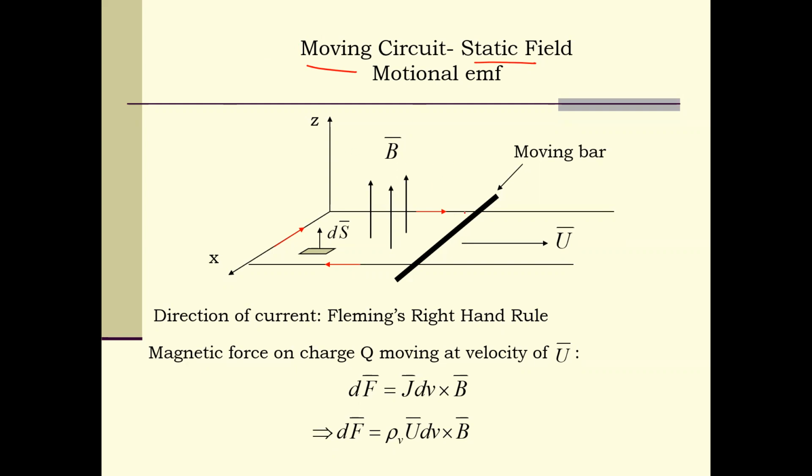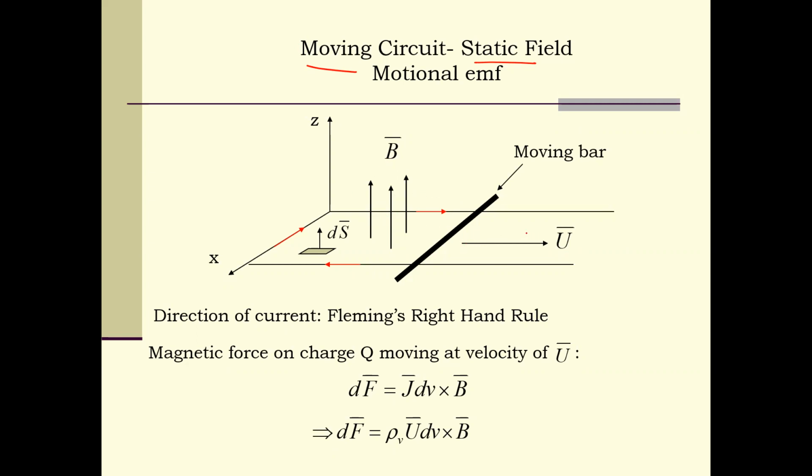As shown in this diagram, we have a bar which is moving in this direction with the velocity of u, and there is a magnetic field density of B, which is pointing upward, as shown here in the diagram.